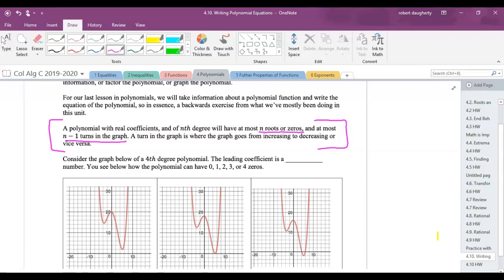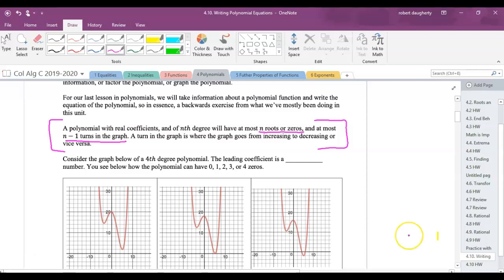Okay, if it's nth degree, it could have at most n zeros and at most n minus 1 turns. This has 3 turns. The degree has to be what? Okay, if the degree is 3, it's going to have at most 2 turns. If it's nth degree, it can have at most n roots, and it can have at most n minus 1 turns. A third degree can only have 2 turns. A fourth degree can have up to 3 turns. A fifth degree can have up to 4 turns. Right, so if this has 3 turns, it has to be at least a fourth degree polynomial, okay?